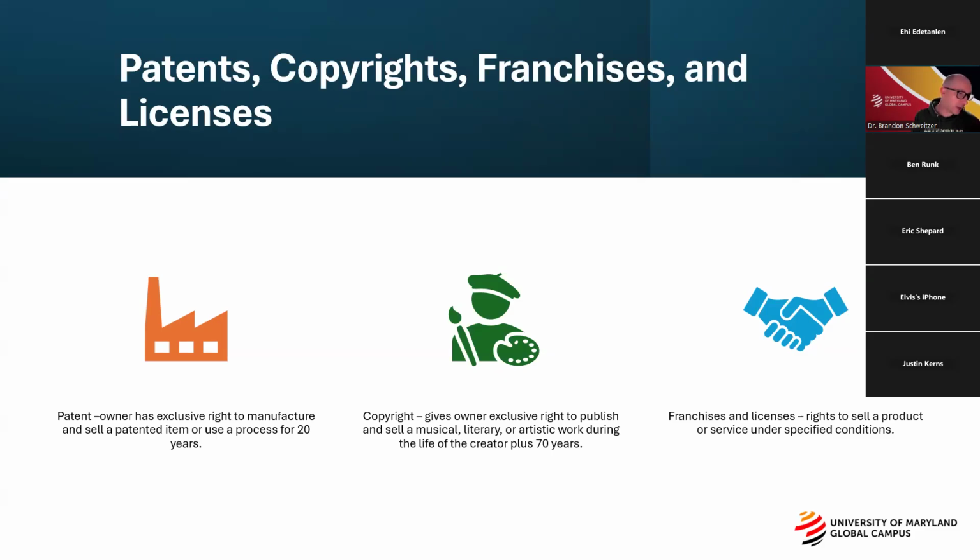Now, we also have copyrights. Copyrights give the owners exclusive right to publish and sell things like music, literature, or artistic works during the life of the creator plus 70 years, although the useful life of most copyrights is much shorter. And we amortize this over time. And then we also have things like franchises and licenses. These are rights that a company or a government grants an entity to sell a product or service under specified conditions. Most organizations just grant franchise and license rights.